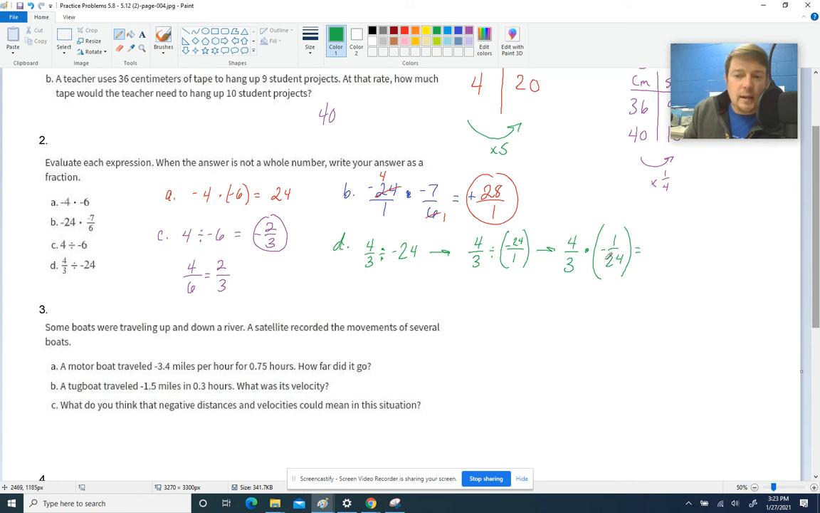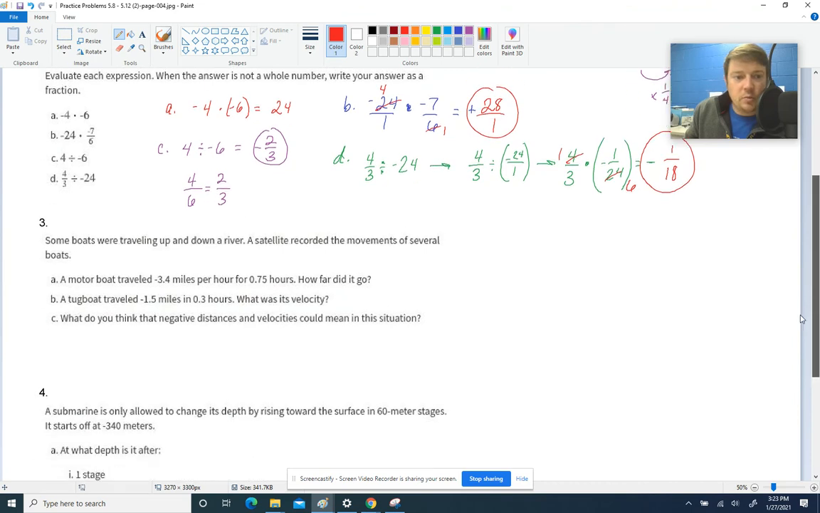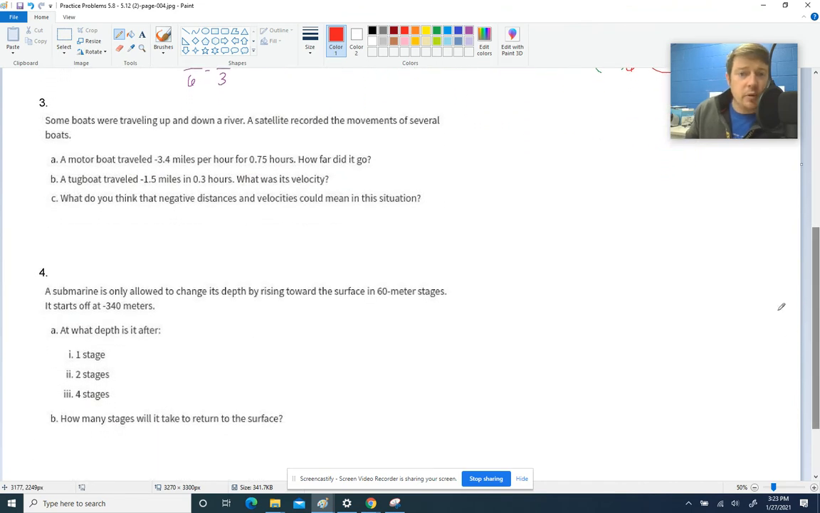And a negative times a positive is negative, so we know this is going to be negative. And then when we go through here and we look at our diagonals, 4 goes into this once and 4 goes into that 6 times. So this comes out to be -1/18. So -1/18 for D. And that finishes up number 2. To move on down, number 3.